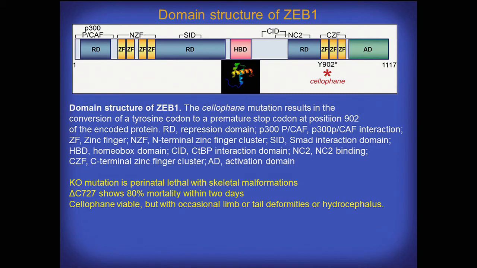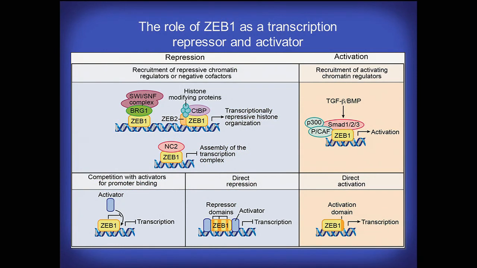But the cellophane mutant has a normal lifespan. It's a premature stop codon mutation that cuts off this part of the molecule. Evidently, that's not required for life or for formation of the skeleton. From work done by developmental biologists, it's known that ZEB1 is involved in SMAD signaling, also involved in chromatin regulation, and we at present do not know how it causes the phenotype that we see.